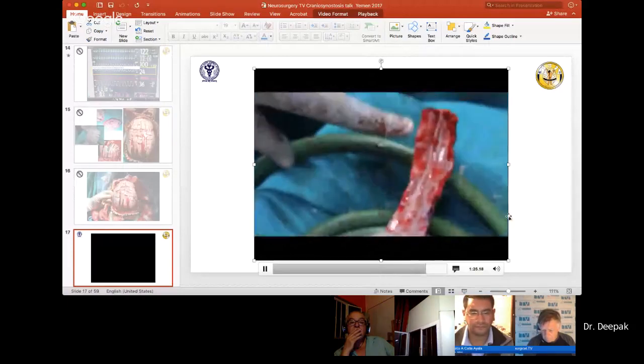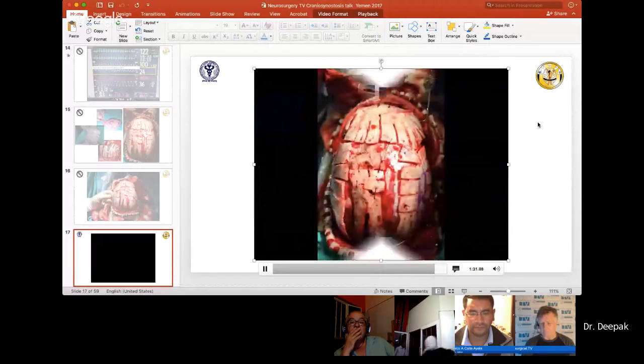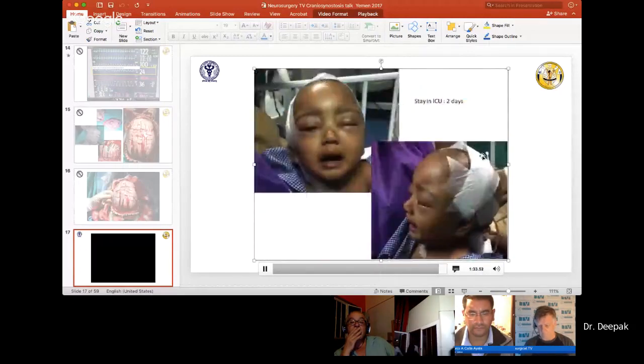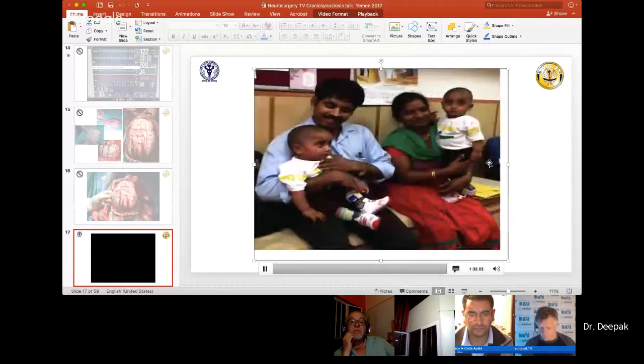Looks much better now. See? And this is the midline sagittal ridge which was removed. I would like to break it. And this is how the child looks before and after the surgery. And both the children look exactly like each other. After the surgery, the parents were pretty happy.